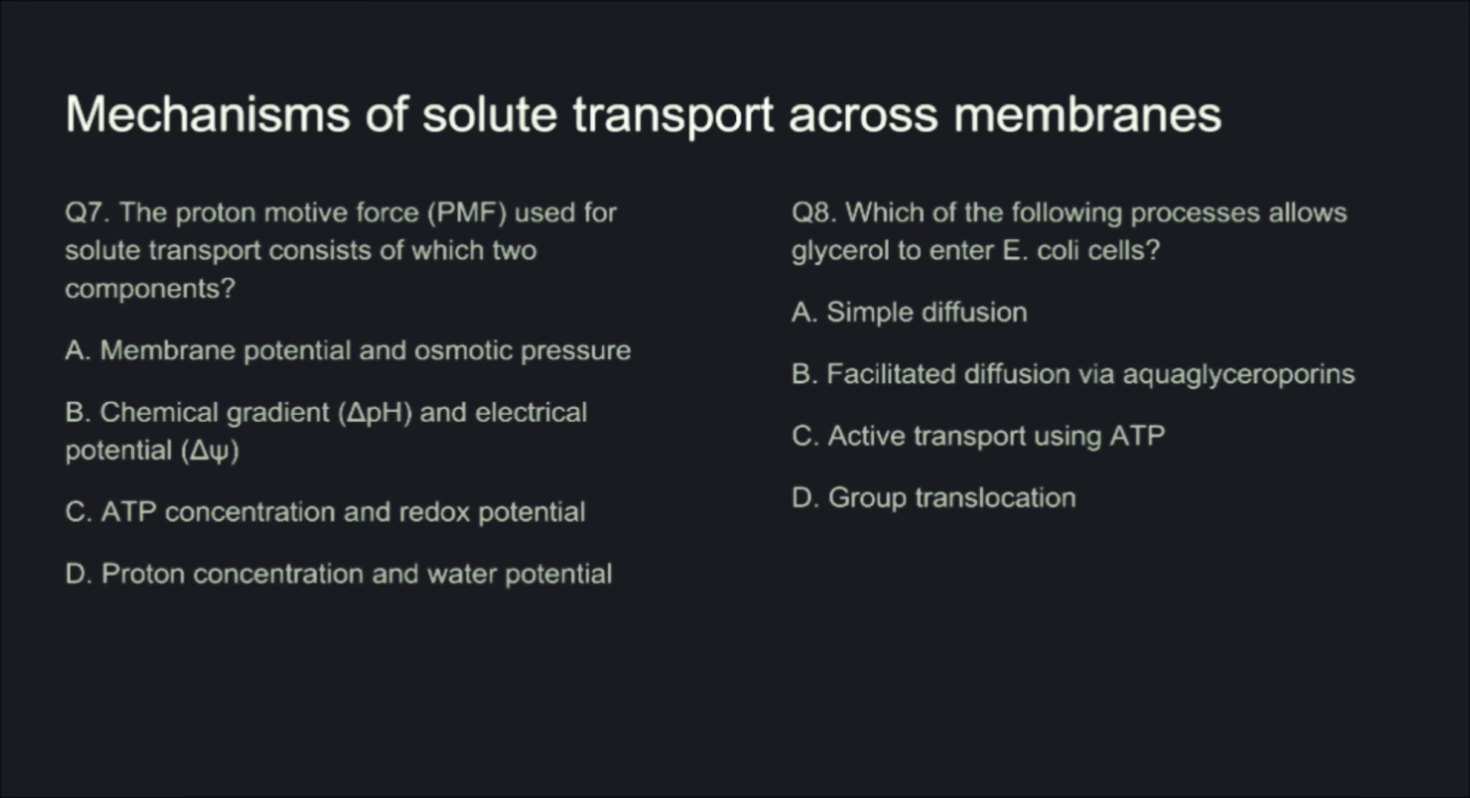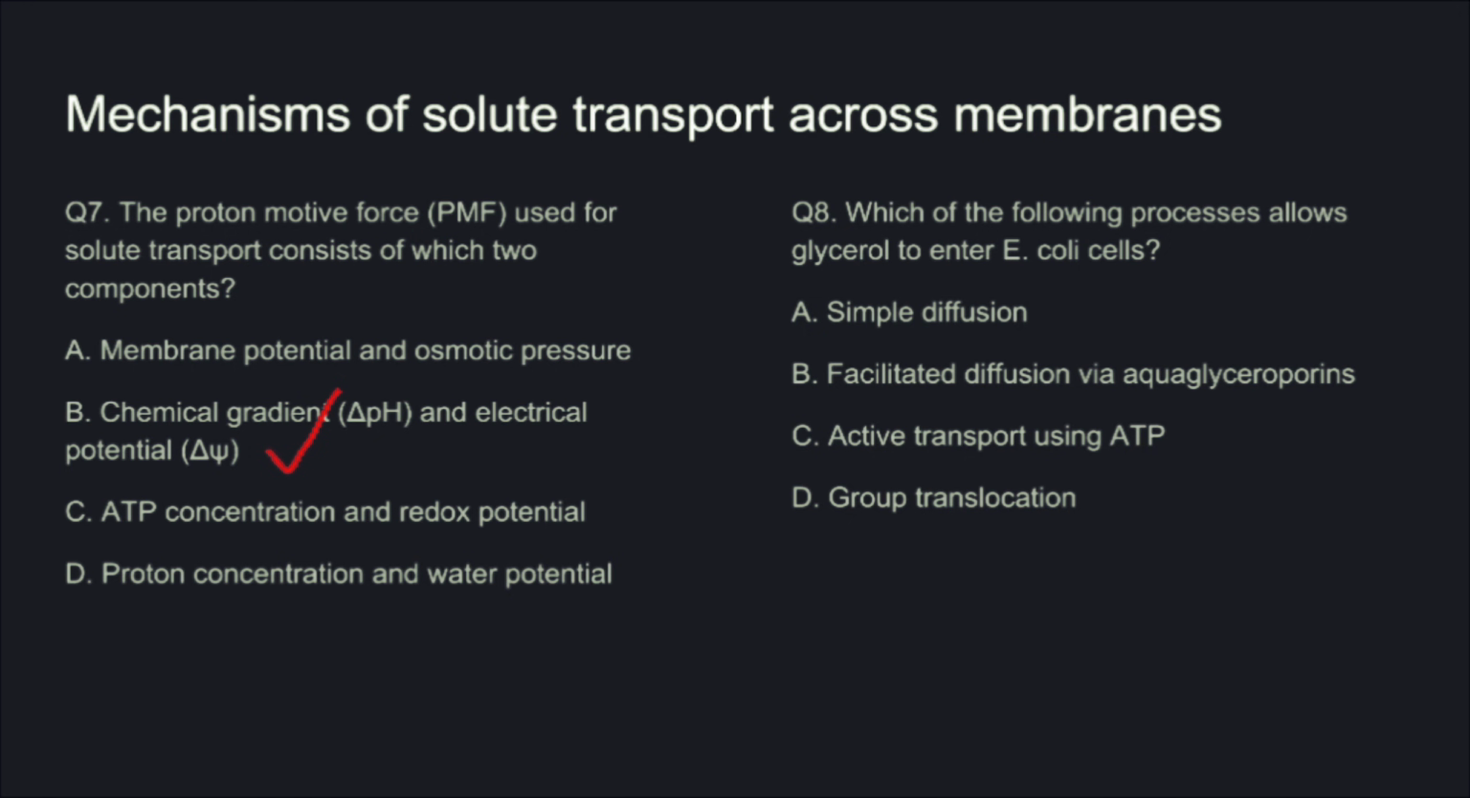Question number 7. The proton motive force used for solute transport consists of which of two components? Options are A, membrane potential and osmotic pressure, B, chemical gradient and electric potential, C, ATP concentration and redox potential, D, proton concentration and water potential. Correct answer option B, that is chemical gradient and electrical potential.